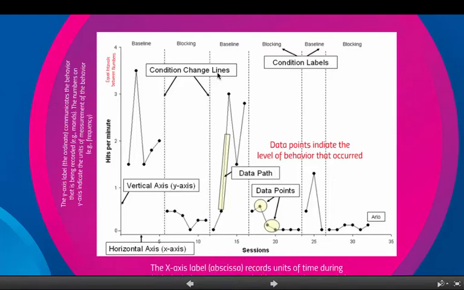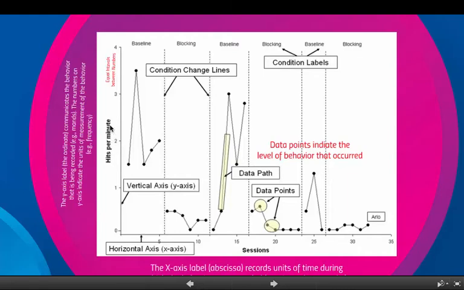Now, one of the other very important things I want to point out to you are what's referred to as condition change lines. So whenever your board certified behavior analyst, for example, makes a change in a program, they will drop into that graph what's referred to as a condition change line. The reason you want to have that visually is because you want to see, take a look right here, during baseline, what's going on with respect to a particular behavior. This is referring to hitting behavior. So self-injurious behavior.